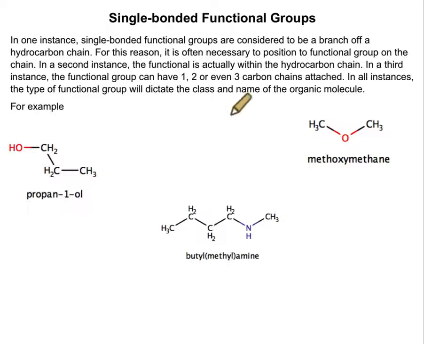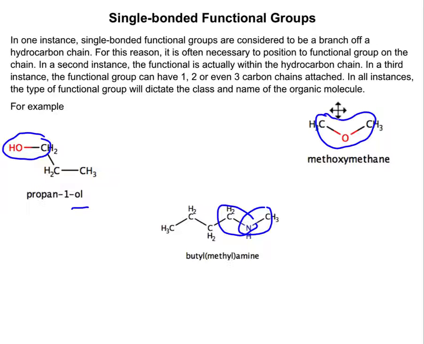So single bonded functional groups are joined to a carbon chain by a single bond. So here's a carbon bonded to the hydroxyl group, so that's an alcohol, ending in OL. Here's a nitrogen single bond C. There's also a nitrogen single bond C on the other side. It's not two different groups. That's an amino group, and we have amines when we have single bond N to a C. And finally, this is the functional group. It's an ether group, and methoxymethane is an ether.